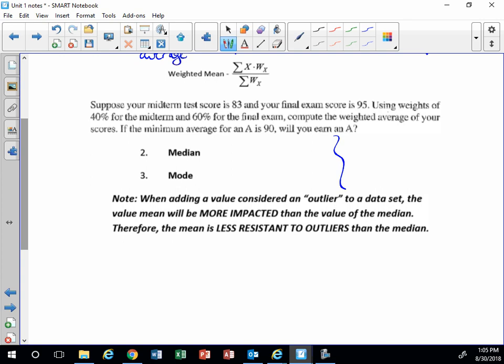I actually did a calculation of this by hand. I multiplied 95 by 3 and 83 by 2, added them up, and then divided by 2. So I got 90.2, so you will get an A by a hair. That is perfect. That is absolutely one way to do that. If you're 60%, that's like there's 3 of them getting to your 100.